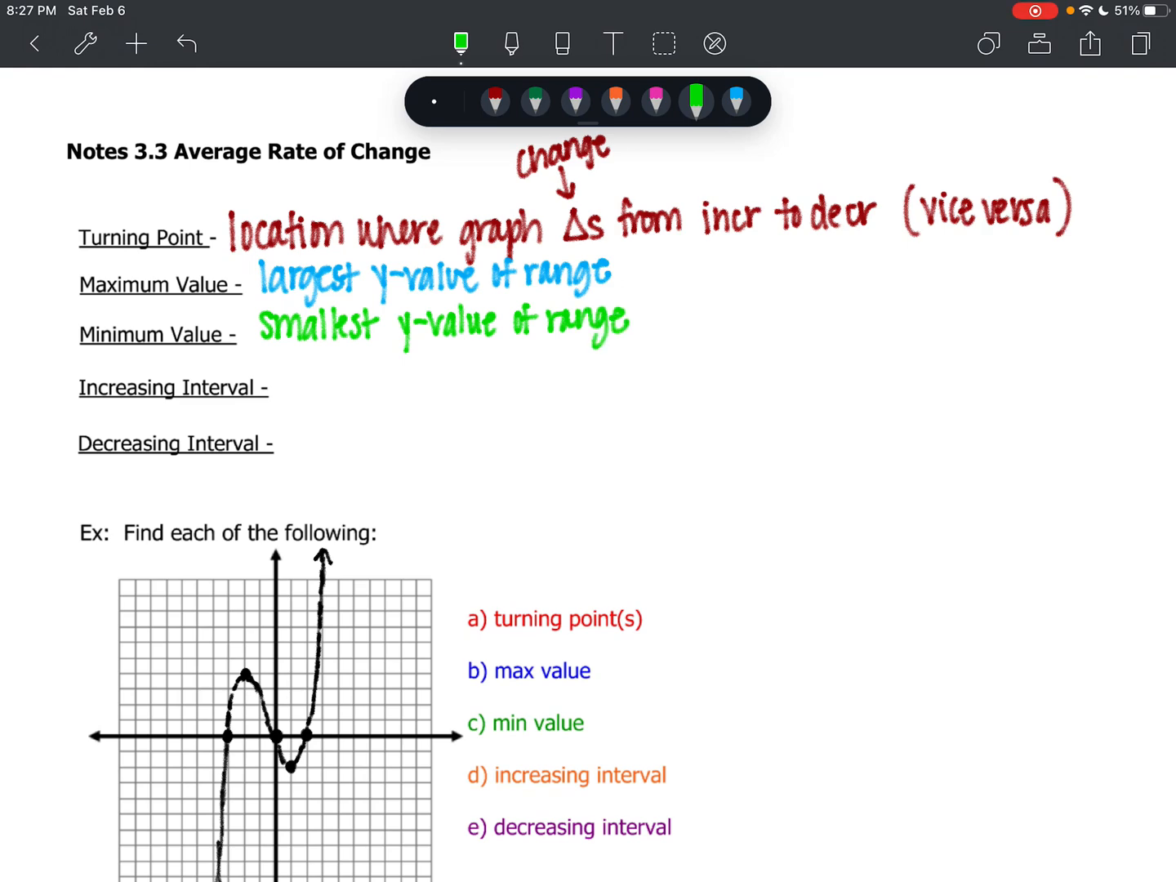And then the increasing interval is where x is increasing, then f of x is also increasing. So the increasing interval, as x increases, then f of x increases. It's where the function is increasing as x increases. And the decreasing interval, still as x increases, then f of x decreases.